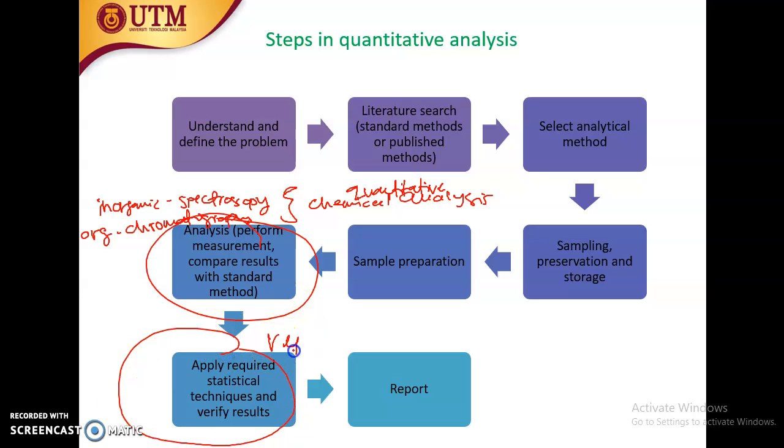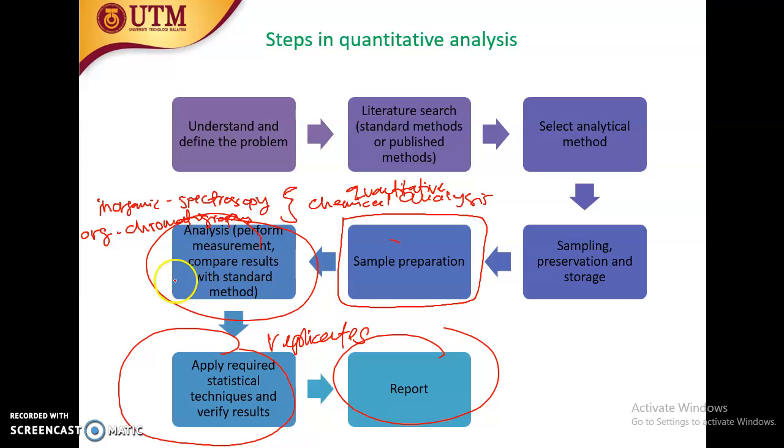That's why we need replicates. If you don't have at least 2 data, you cannot get any statistic data. Okay, and then you report. Okay, before this I said that sample preparation is the most laborious step in a chemical analysis. Okay, after that is the analysis. Okay, analysis is relatively straightforward, whereby we already prepare clean sample and then inject, and then we get data.